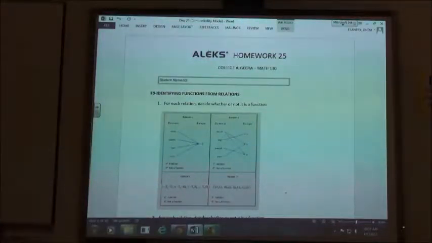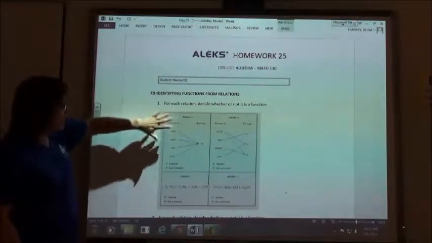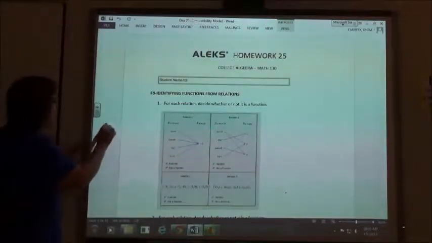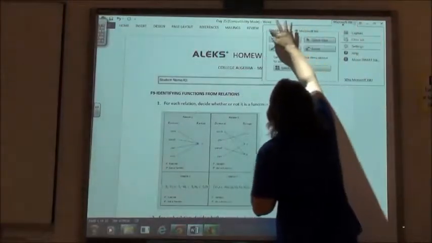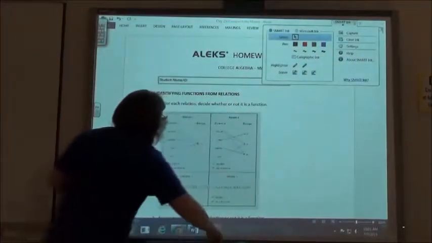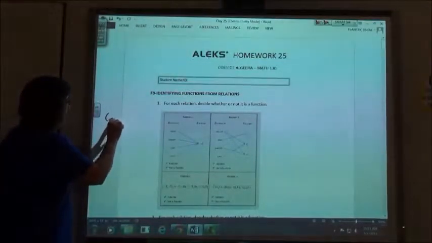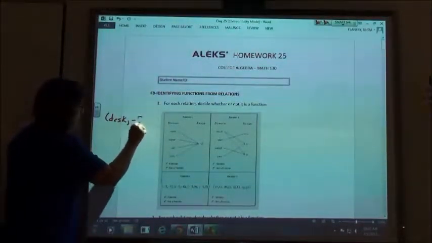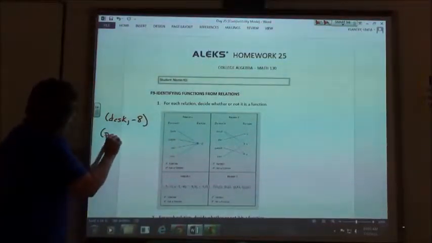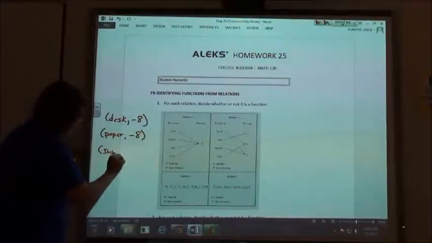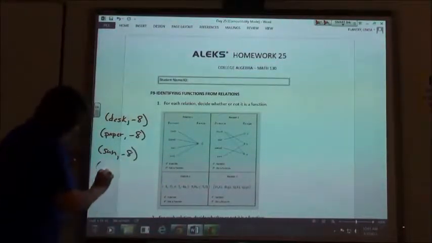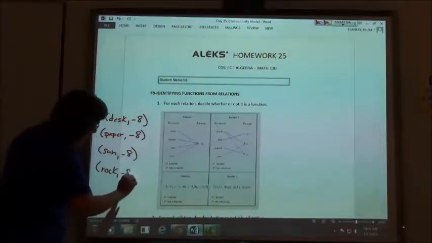In order to be a function, each value in the domain, or the x values, can only have one corresponding value in the range. So if I was to write this as ordered pairs on this first one, after I get the right pen, the desk goes to -8. The paper goes to -8. The sun goes to -8. And the rock goes to -8.